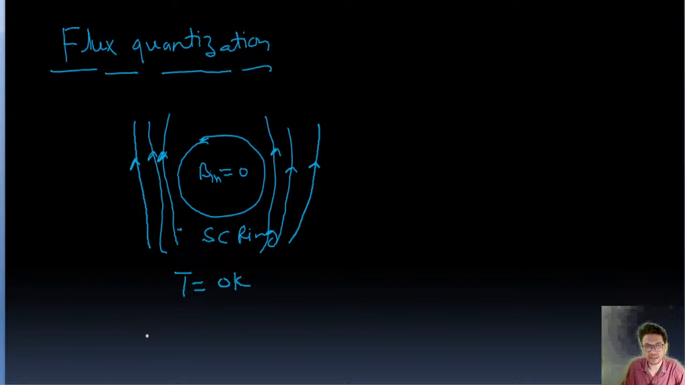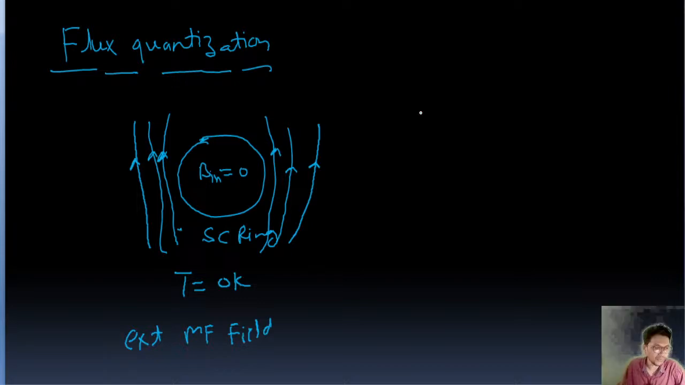So we have applied an external magnetic field, right? When we apply an external magnetic field through the superconducting wire or superconducting ring, the magnetic field lines pass outside of the superconducting ring and don't penetrate it. Because of that, B inside is 0. The magnetic field inside the superconducting ring is 0. So this is the case, guys.